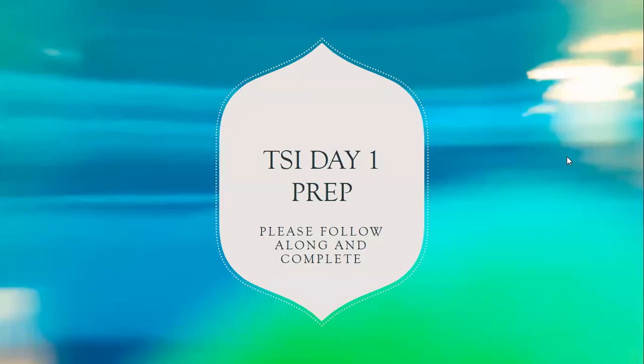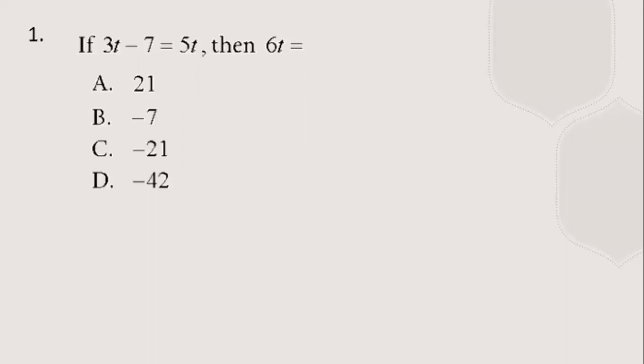So problem number one, we're going to start off easy. We have here, it says, if 3t minus 7 equals 5t, then what is 6t? So first thing first is you have to find t. Does that make sense? Yes. So step one is to find t. So we have 3t minus 7 equals 5t. Just like anytime you're solving for a variable, what's the first thing you should do?